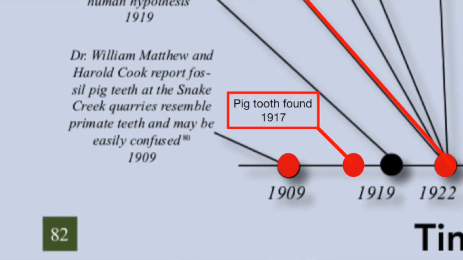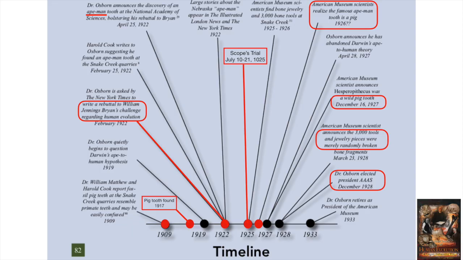Here's the timeline. In 1909, they found a jaw of a pig, and they saw the teeth look real similar to humans. And in 1909, they said, if you find teeth here, be careful, because it's pig teeth. It's not human teeth. So they knew that. And then in 1917, they found that tooth of a pig, and they put it on the shelf and didn't really think much about it. And then in 1922, William Jennings Bryan starts this public debate, and so somebody takes that tooth of the pig and sends it to Osborne, who says it's an ape man. And that's what they used with the Scopes Monkey trial.